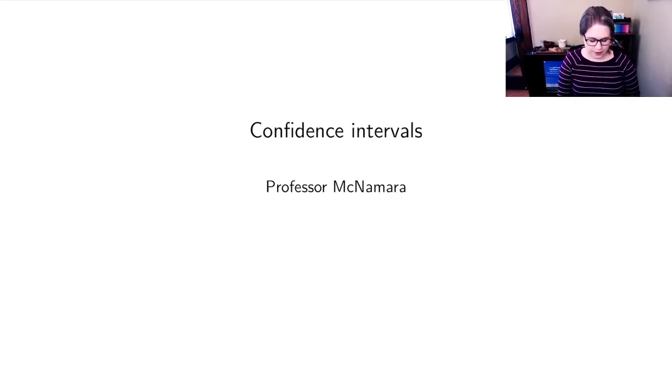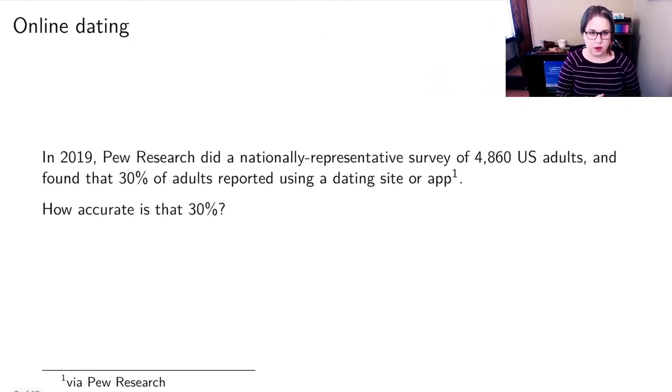So now we're going to talk about confidence intervals. And I'm going to start with an example. So this is a study from Pew Research. They're a polling firm that does a lot of research about people and their behaviors and opinions and things like that. I think actually a lot of my examples from this slide deck are from Pew Research. So in 2019, Pew did this survey of 4,860 US adults, and they found that 30% of adults reported using a dating site or an app.